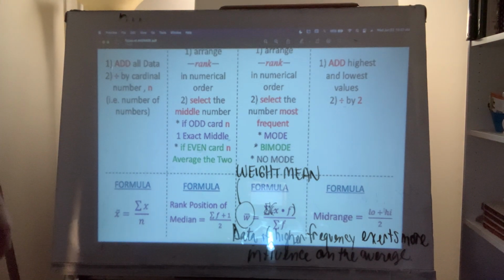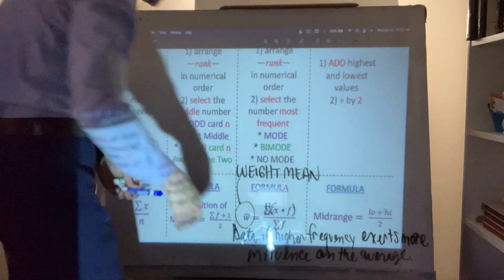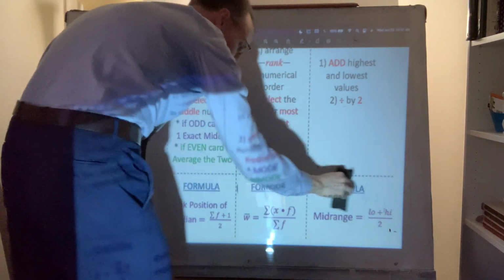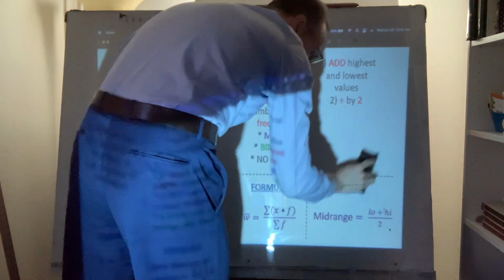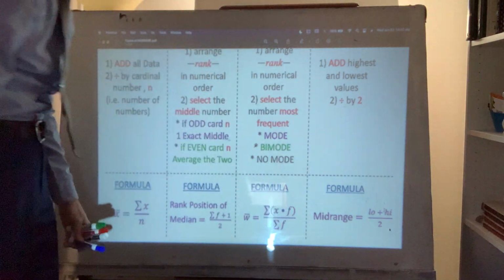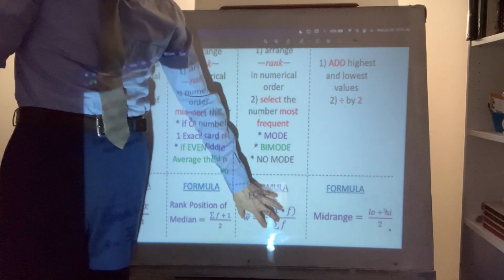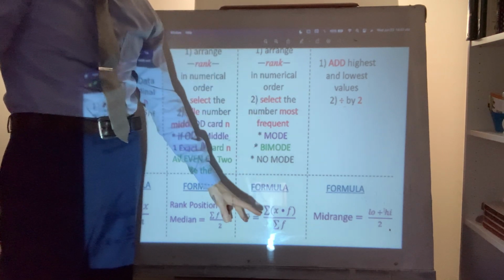Let me get this out of the way. Why did I put this underneath the mode? Because the mode is about something that recurs, so something that has a frequency. Again, this is not going to give you the mode, but it is related to the mode.